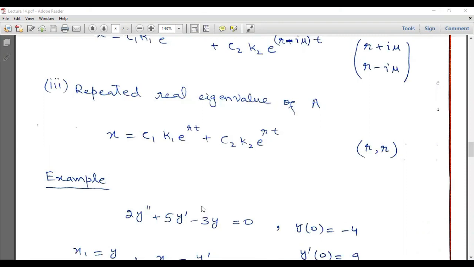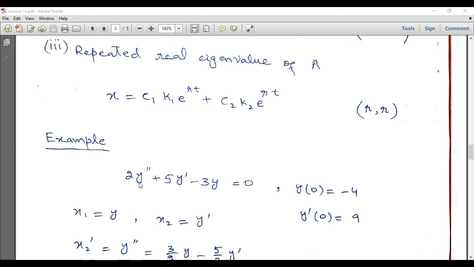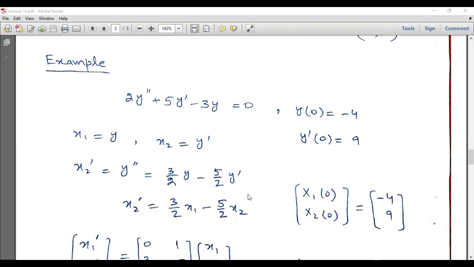And let's solve an example to clarify this concept. So we are given this homogeneous ordinary differential equation because its right hand side is equal to 0, and we are given two initial conditions as well. So let's convert into two first order ODEs. x1 equal to y, x2 equal to y derivative, and x1 derivative will be equal to x2, right? And x2 derivative is equal to y double derivative, and that will be equal to 3 by 2 y minus 5 by 2 y derivative, and since y is equal to x1 and y derivative is equal to x2, it will become x2 derivative equal to 3 by 2 x1 minus 5 by 2 x2.